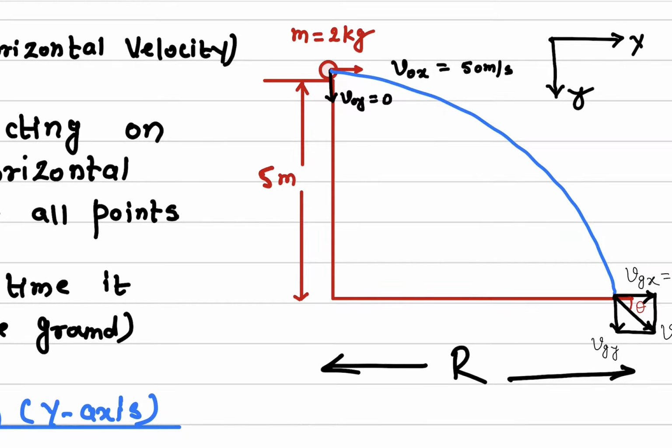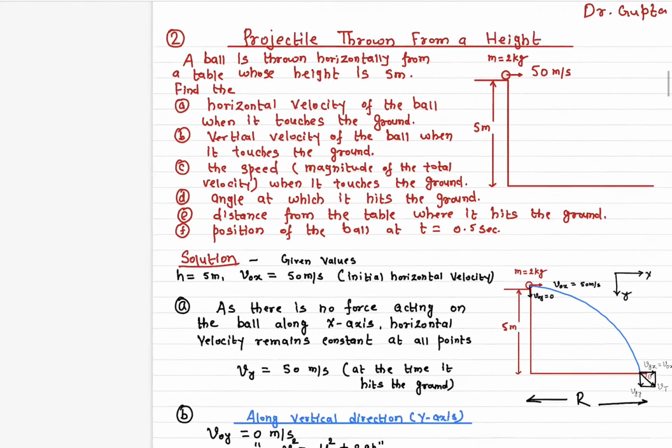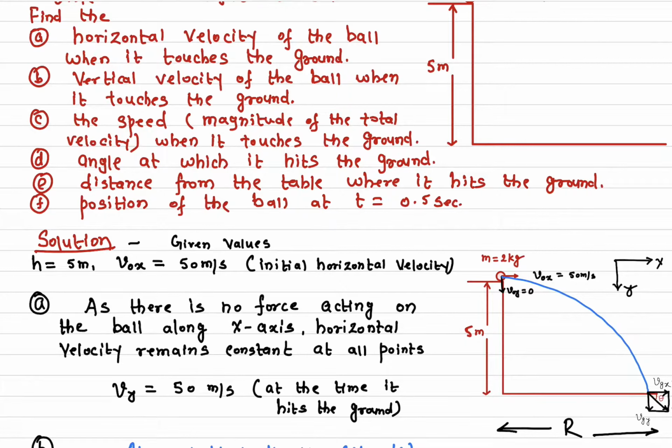As the force is acting only along the y direction, only the y component of the velocity will change. That's the key part. There is no force acting along the x-axis, so the velocity will remain constant along the x-axis. As the force is acting only along the y-axis, the velocity will accelerate only along the y direction. That's the key part.